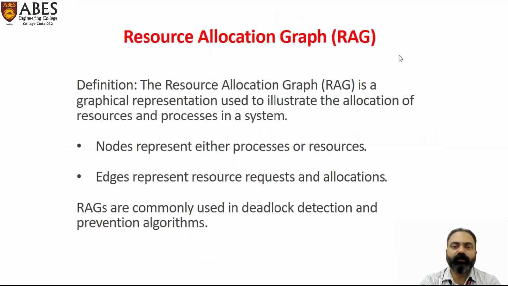Resource allocation graph. The resource allocation graph is a graphical representation used to illustrate the allocation of resources and processes in a system. Nodes represent either processes or resources. Edges represent resource requests and resource allocation. RAGs, or resource allocation graphs, are commonly used in deadlock detection and prevention algorithms.